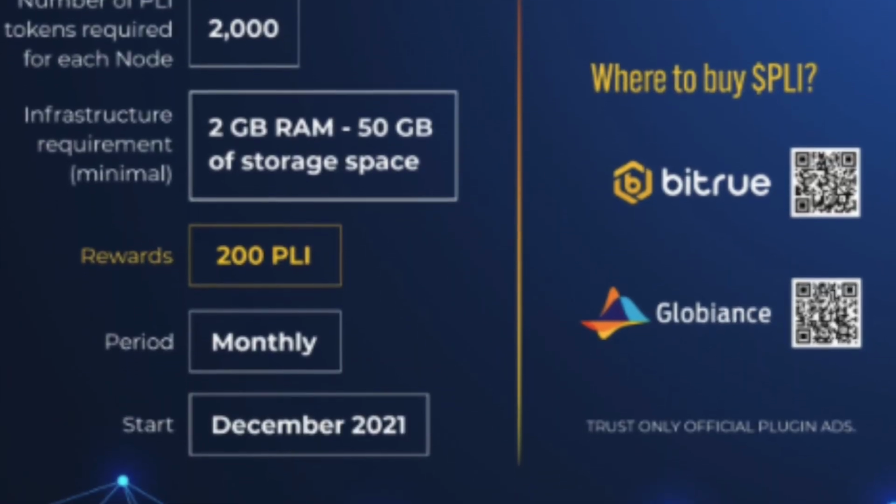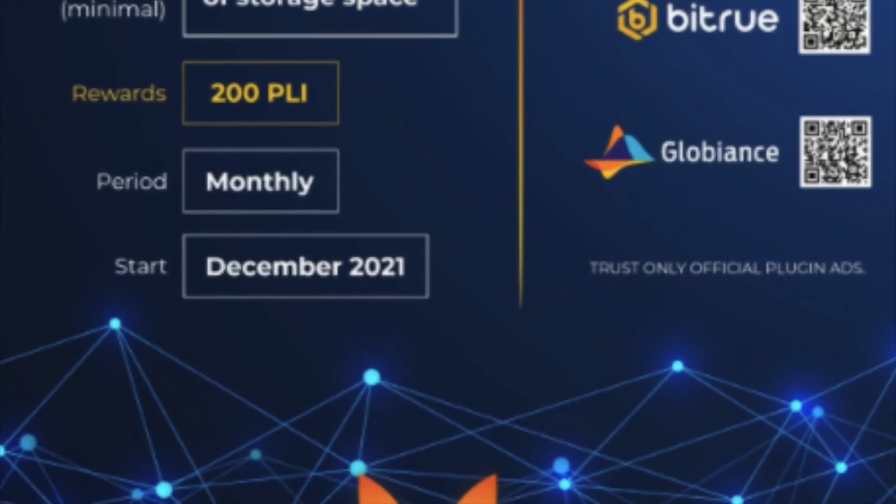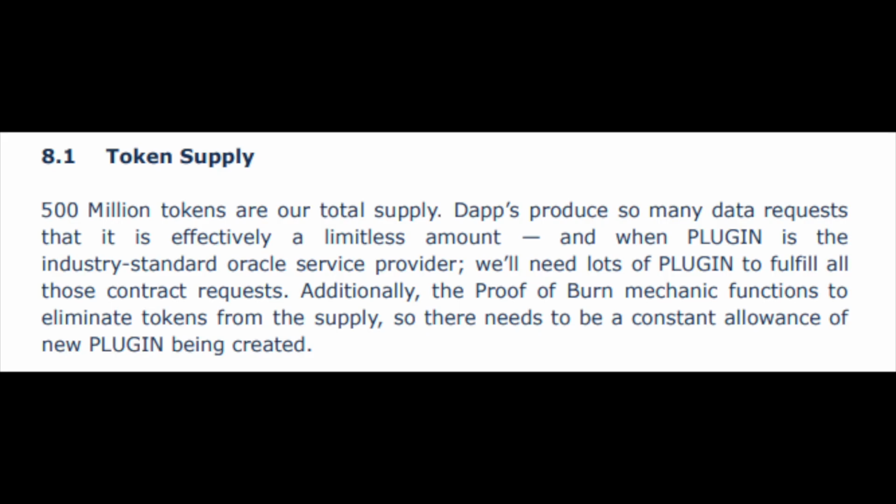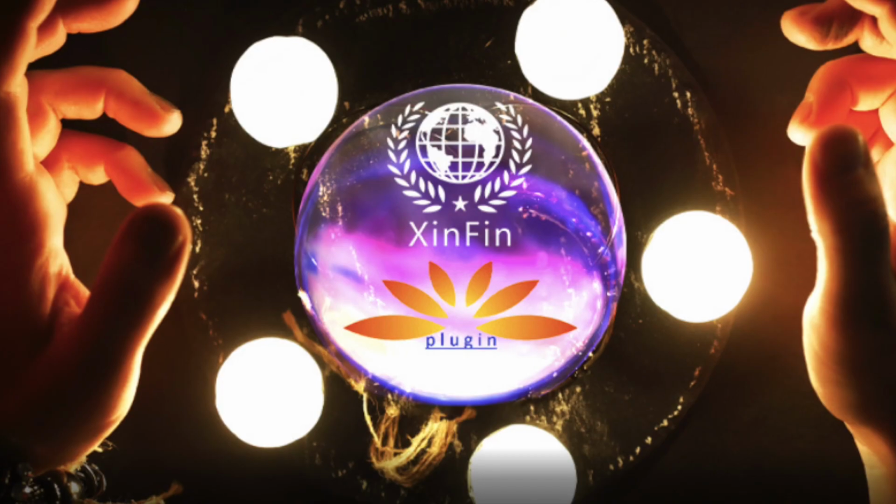So in exchange for hosting a node on Plugin, node holders are offered rewards of 10% a month when they stake 2,000 PLI. The current total supply of PLI is 500 million and rewards are paid from the total supply, which helps resolve the issue of inflation since none are being minted on top.